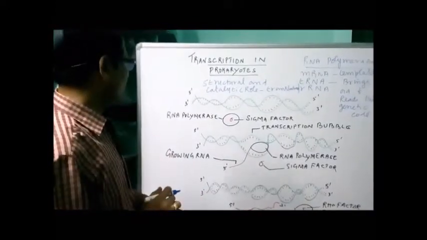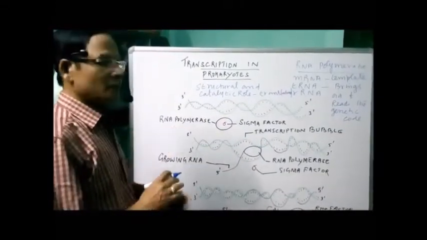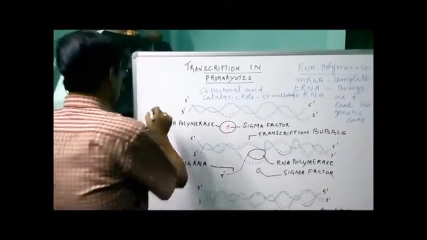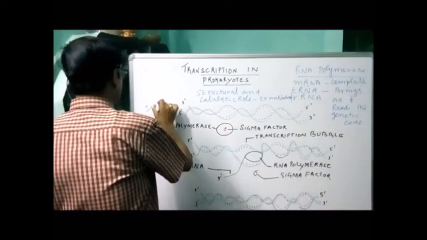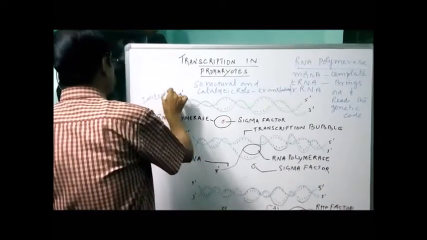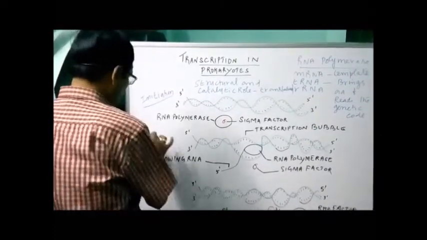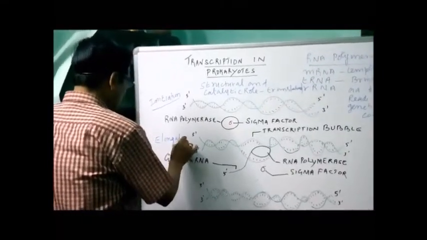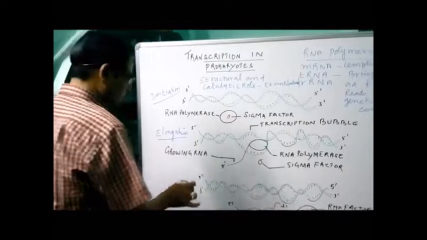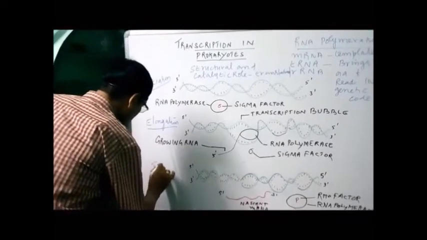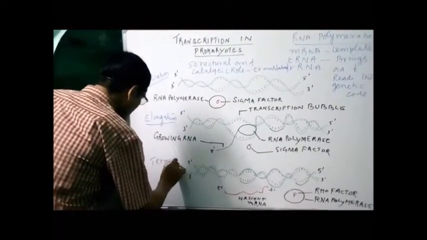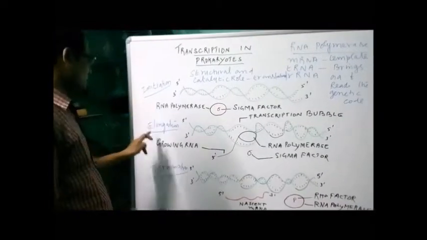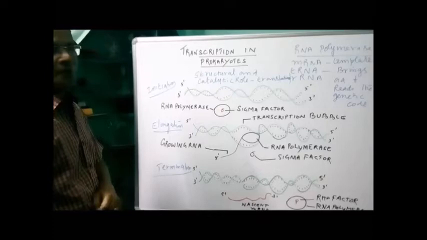Now, with this RNA polymerase, there are normally three events during transcription. One, initiation. The second event, elongation. The third event, termination. These are the three events: initiation, elongation, and then termination.